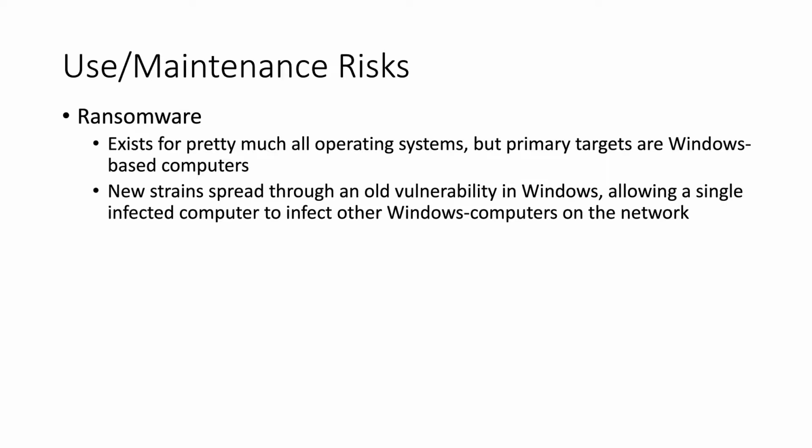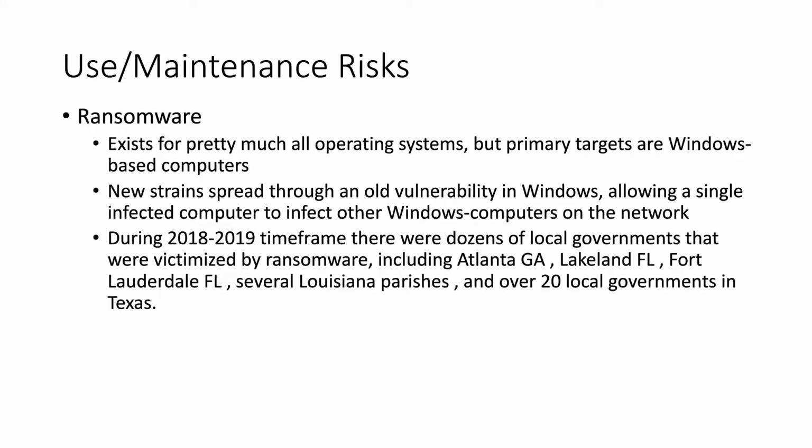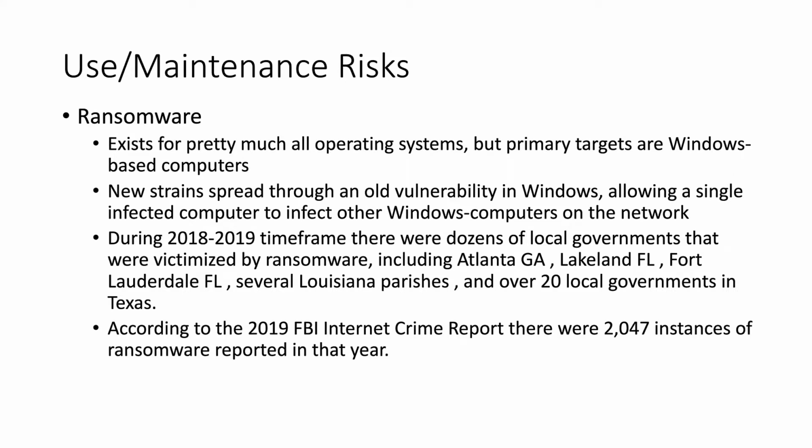Recall when we were talking about the Maersk. A single infected computer on the Maersk network was able to infect computers in 170 offices throughout the world. During the 2018-2019 timeframe, there were dozens of local governments that were victimized by ransomware, including Atlanta, Georgia, Lakeland, Florida, Fort Lauderdale, Florida, several Louisiana parishes, and over 20 local governments in Texas. And according to the 2019 FBI Internet Crime Report, there were 2,047 instances of ransomware reported in that year.